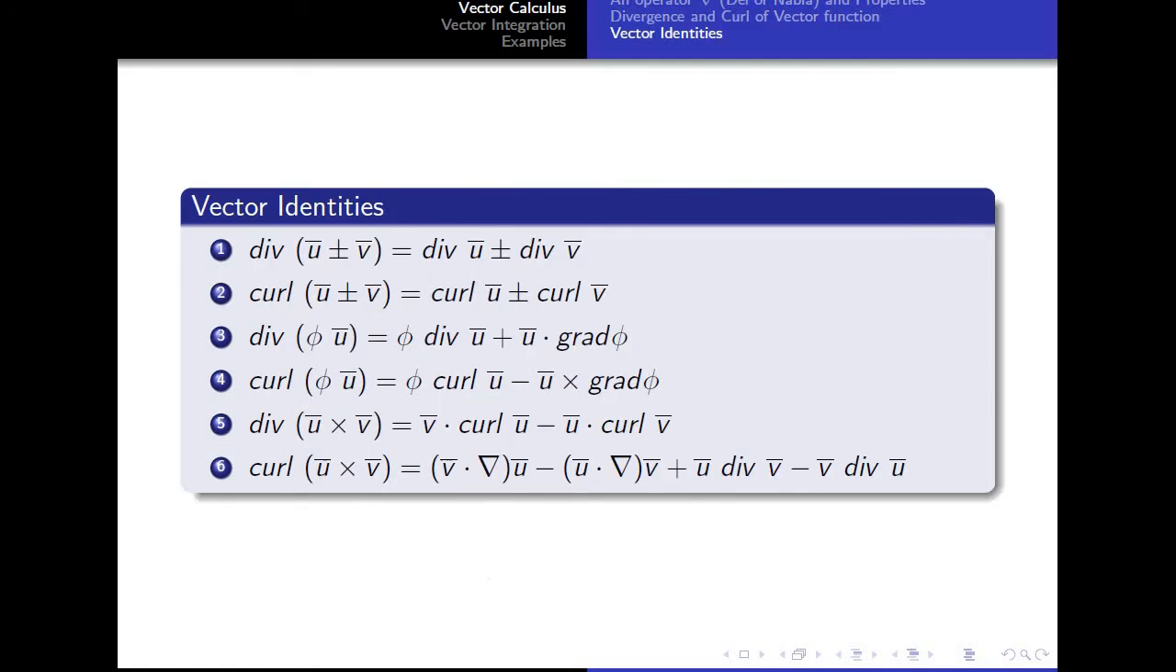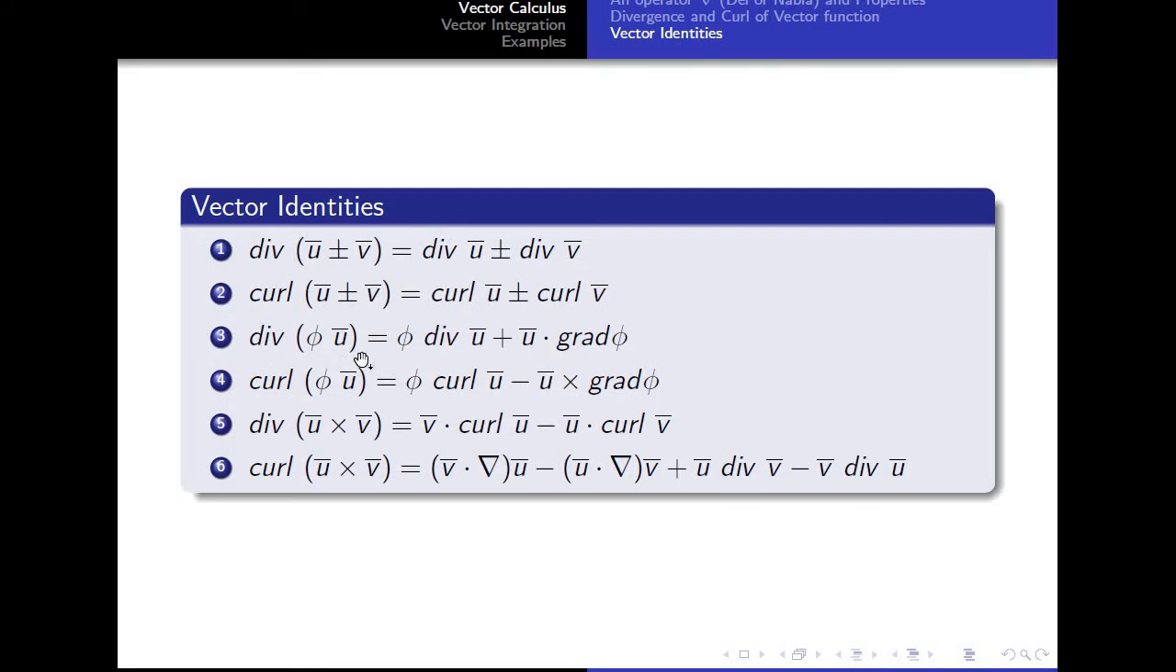Now the next part is some identities of vector quantities. The first two identities are based on linearity. The divergence of u bar plus v bar is the divergence of u bar plus the divergence of v bar. The curl of u bar plus v bar is equal to the curl of u bar plus the curl of v bar. The third and fourth ones are somewhat important.